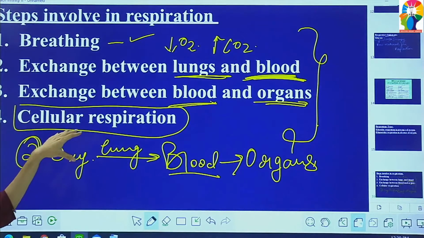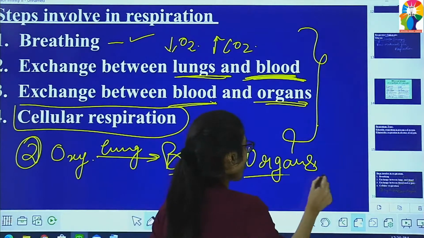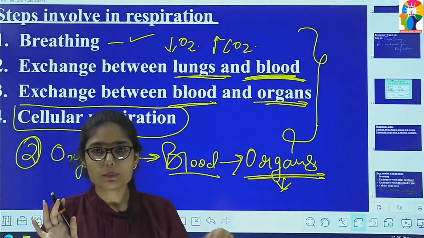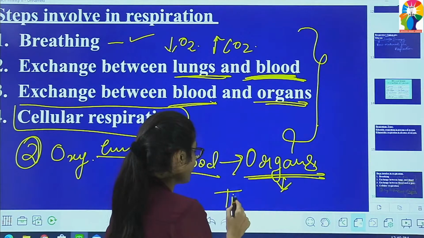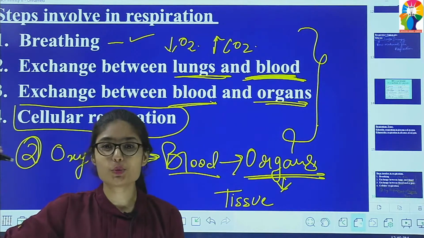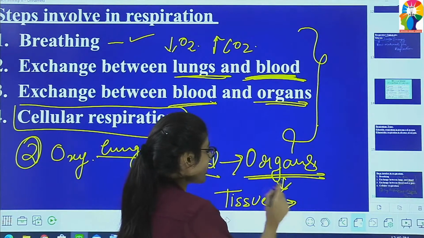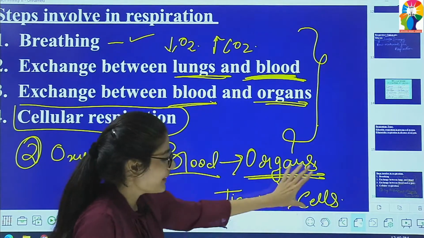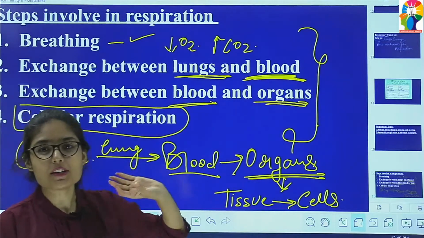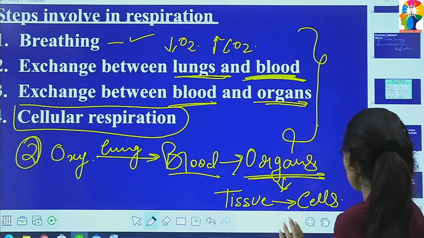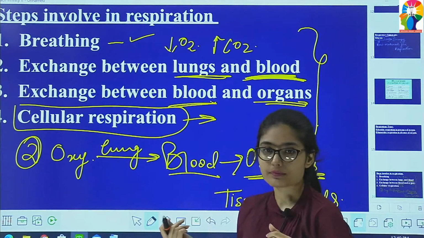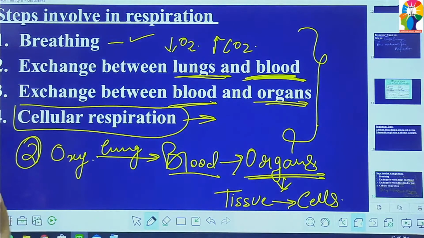Now what is cellular respiration? Cellular respiration means, see, organs are made up of tissue that you have already studied in your previous class. Organs are made up of tissue and tissue is made up of cells. Remember the basic unit of life. So in the cells the respiration takes place, which is known as cellular respiration. Now tell me, in which cell organelle does cellular respiration take place?